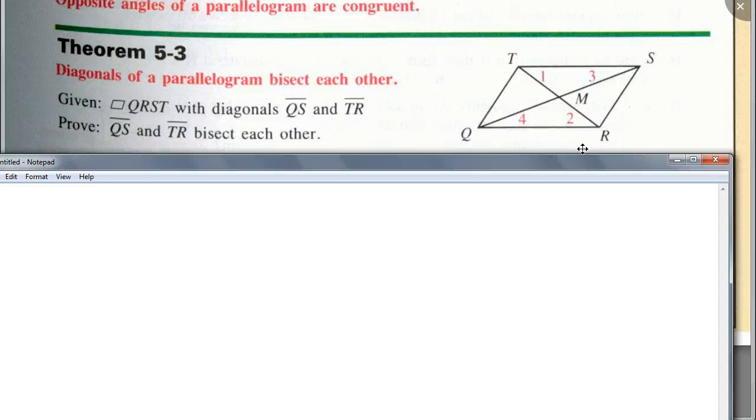TMS and RMQ, that's it. If I could show that TMS is congruent to RMQ, the ones on the top and the bottom, or the ones on the left and right, it doesn't matter, right? But it's better to show that the ones on the top and the bottom are congruent. Why?